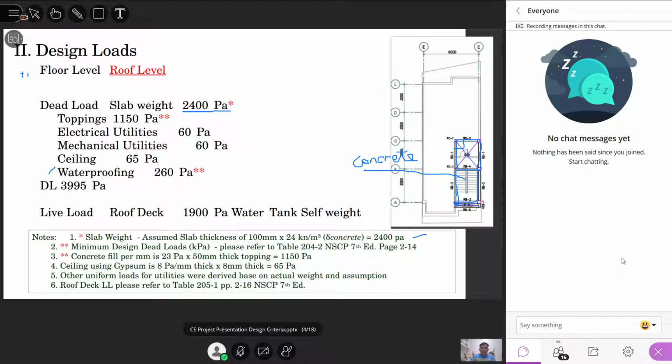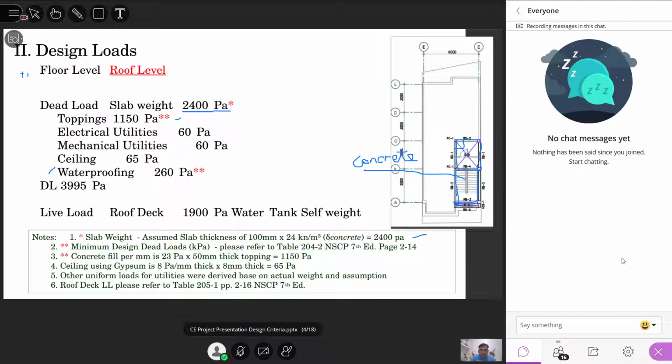And these toppings, that is made of concrete, maybe lightweight concrete. Okay? Pwedeng it's a mixture of cement and sand. That will be the topping to be able to protect the waterproofing materials that is placed on top of the deck or the slab. Okay? That's why we have here 1150. That is the unit weight. That is the superimposed dead load for toppings.